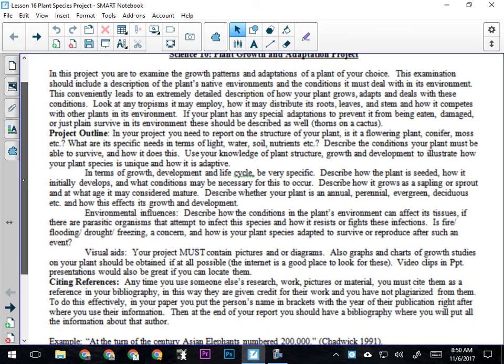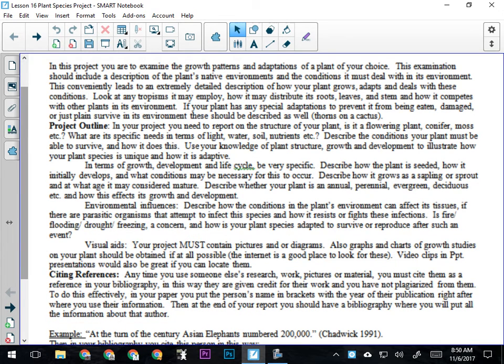So the outline goes, in your project, you need to report on the structure of your plant. Is it a flowering plant? Is it a conifer? Conifers are ones that make cones. Is it a moss, etc.? What are its specific needs in terms of light, water, soil, nutrients, etc.? Describe again the conditions your plant must be able to survive and how it does that. Use your knowledge of plant structure, growth, and development to illustrate how your species is unique or adaptive. Everybody follow there? There's not too much analysis going on here. You're basically just finding the facts and reporting them to me.